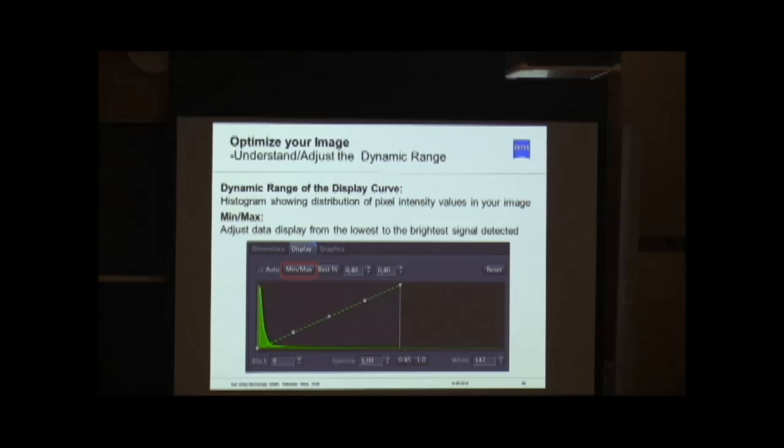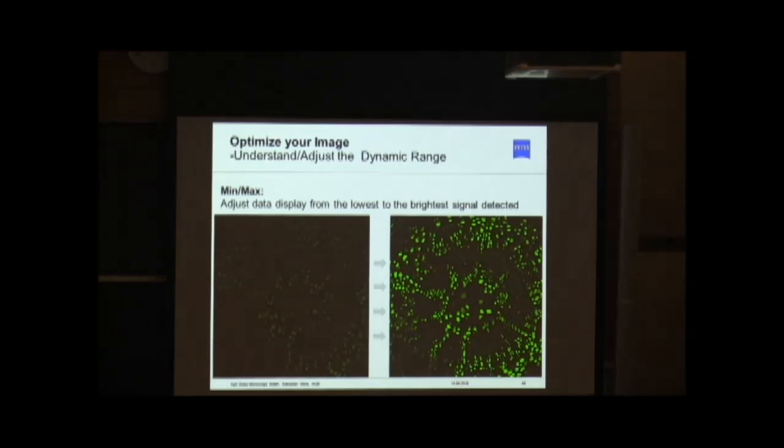Most people use the so-called min-max function. What this min-max function does is adjust the image display from the lowest to the brightest signal that was detected. Because the detector usually has a long working range in which you can detect your signal, but maybe your signal is not strong enough. So by just hitting this max button, you can shift this curve so that you only display from the lowest to the brightest signal that was detected by your camera or by your photomultiplier.